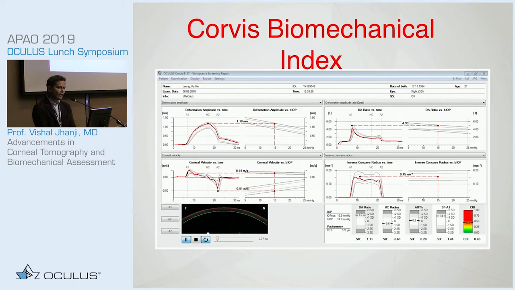A relatively new index, the Corvis Biomechanical Index, basically takes into account four parameters.